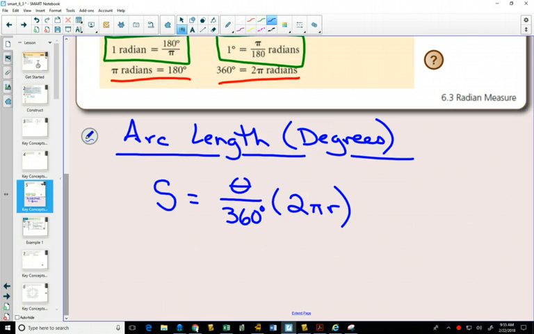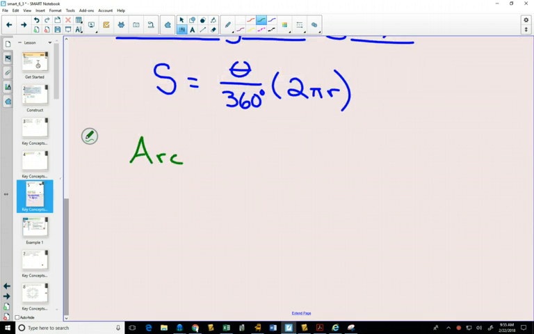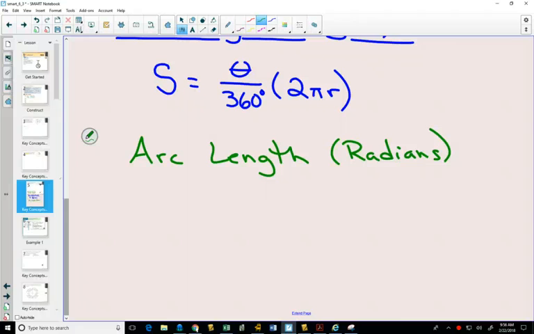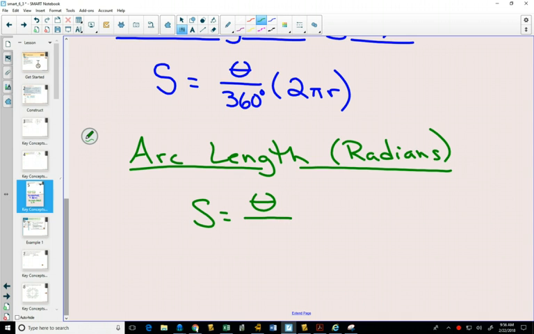What does this formula look like in radians? Well, it's exactly the same idea. Your arc length in radians, well, you have your angle in radians, but instead of being divided by 360, how many radians are there in the circle? 2 pi. So it's the same formula.